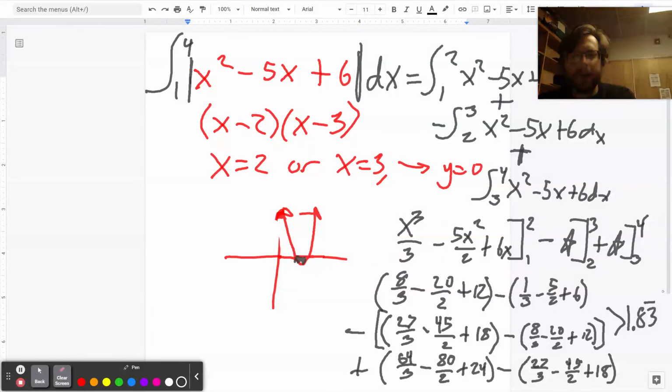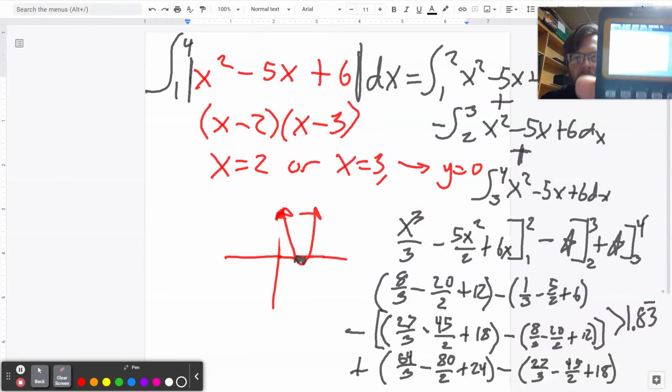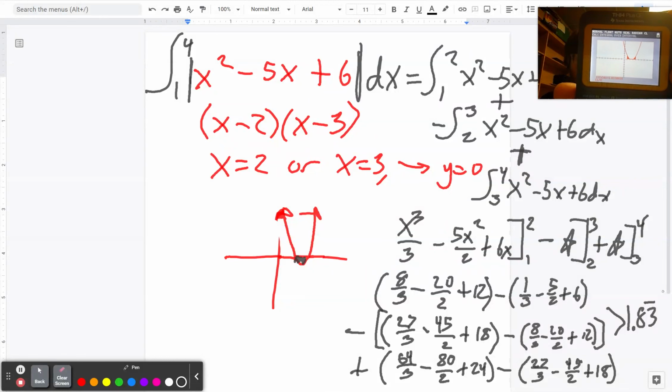And then you can get your integral by using the calculate menu. So if I hit the calculate menu and then number 7, it brings me back to here. And I care about the answer between 1 and 4. So I just hit 1, enter, 4, enter. And it tells me 1.83, just like that. So I must have been right.